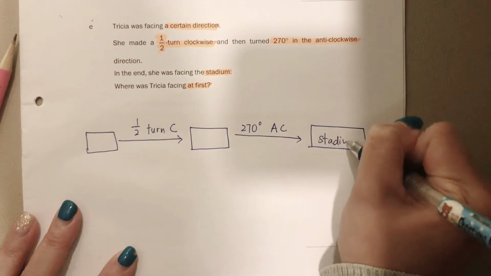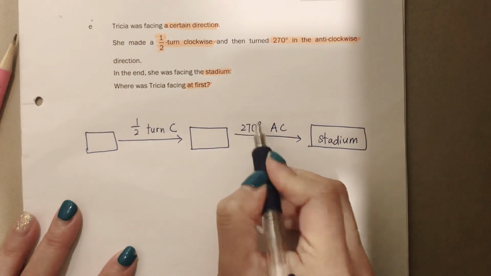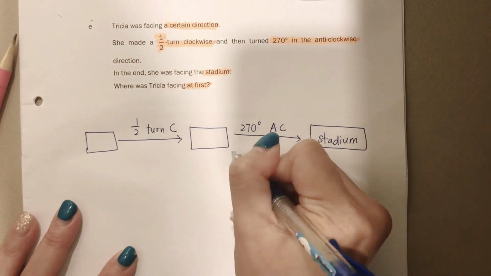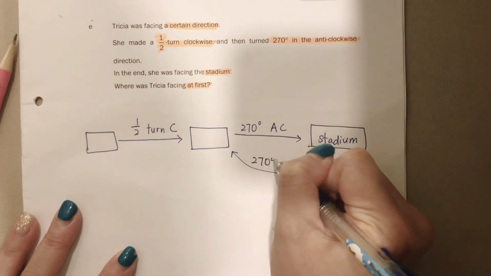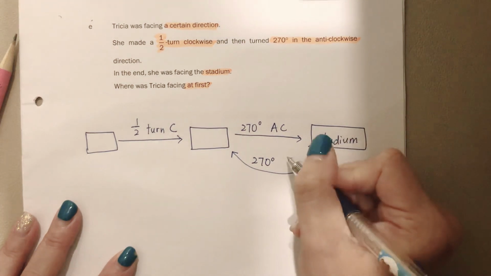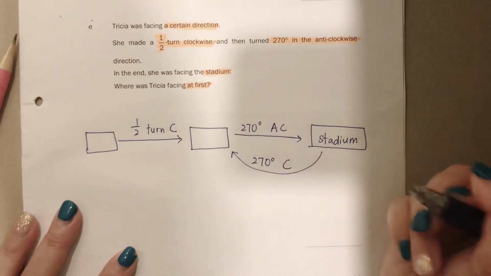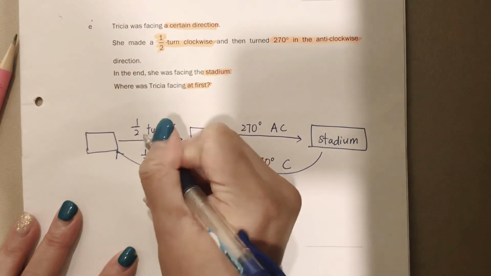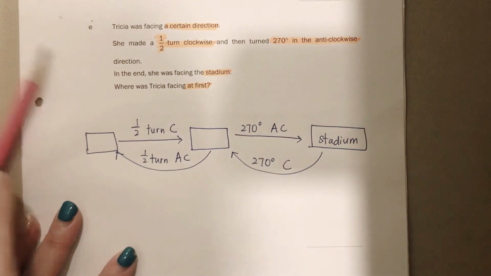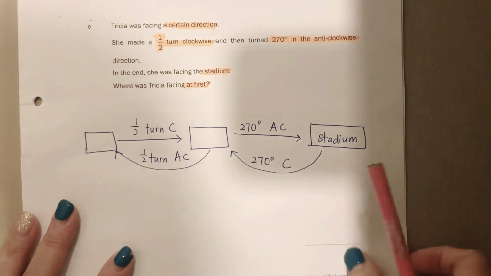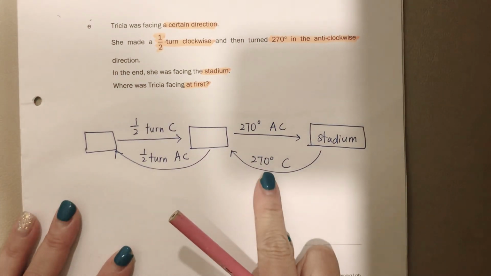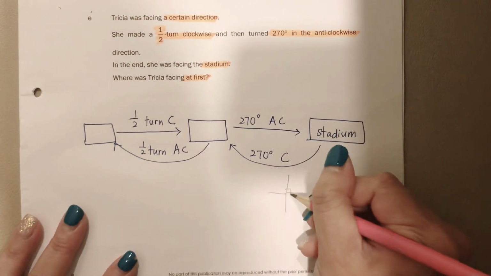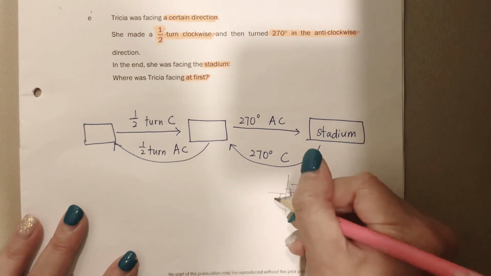Now remember what we did just now? The value stays the same. The direction changes to the opposite. So now if we're working backwards, we have to do 270 degrees clockwise. And then a half turn, same value, anti-clockwise. Okay, so let's do this step by step. Let's focus on this one first. 270 degrees clockwise. 270 degrees is 3 right angles, 90 plus 90 plus 90, this way.